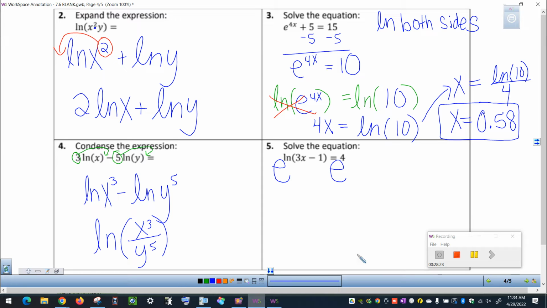So the original left side now becomes an exponent of e. On the right side it was just 4, so we have e raised up to the power of 4. We always have to do the same thing on both sides. Now on the left here, the e holding up the exponent part is going to undo, it'll cancel out the log. So that's going to go away, and then we just have 3x minus 1 equals e to the 4th.